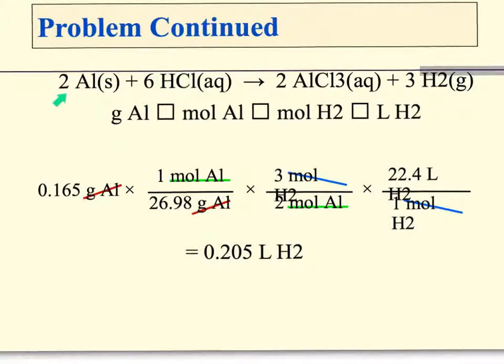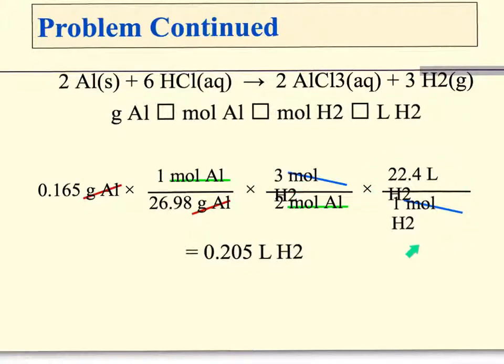Here we have that balanced chemical equation. Now notice that we have 0.165 grams of aluminum. This was stated in our problem. We have 1 mole of aluminum over the weight of aluminum from our periodic table, allowing us to cancel out grams. We are using our coefficients from our chemical equation. Notice that we used the 2 for aluminum and we had the 3 for the hydrogen. That allows us to cancel out moles of aluminum. We are now in moles of hydrogen.